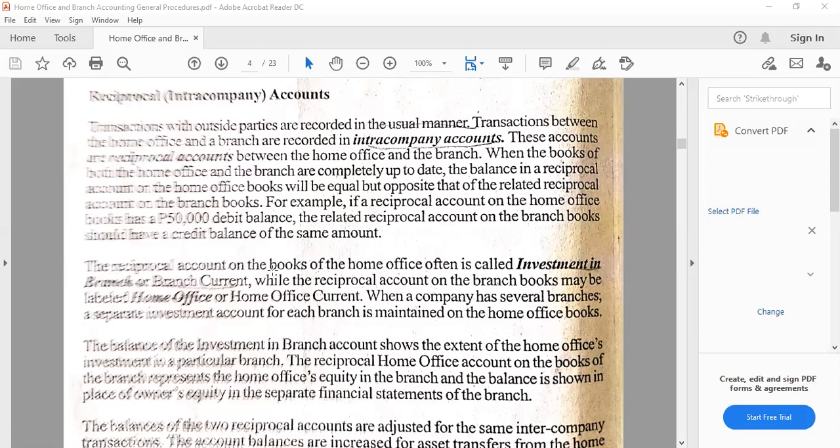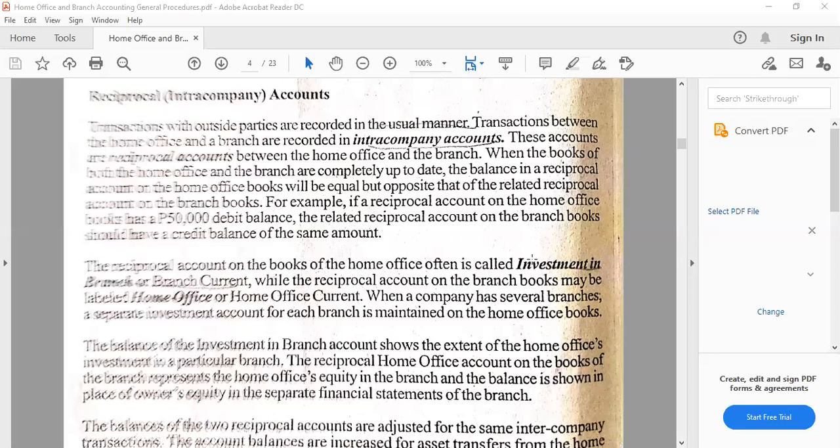On the other side, on the books of the branch, we have the home office or home office current account. This is normally an equity account, although I've read some books stating that this could also be a liability account because it's like an obligation of the branch management to the home office's management in terms of the resources being poured into the said branch. So that's why home office or home office current could be a liability, but at the same time, it can also be equity. Normally it is actually treated as an equity account.